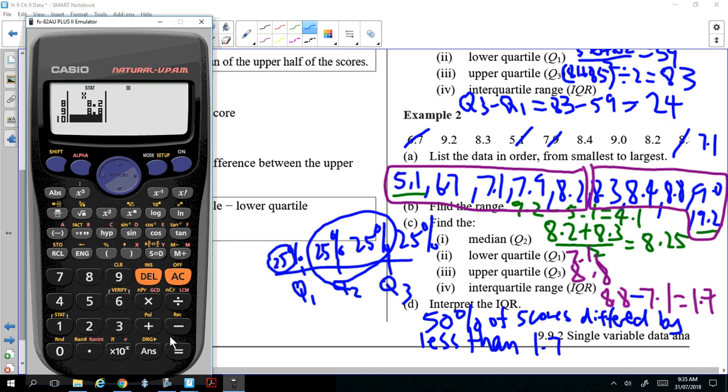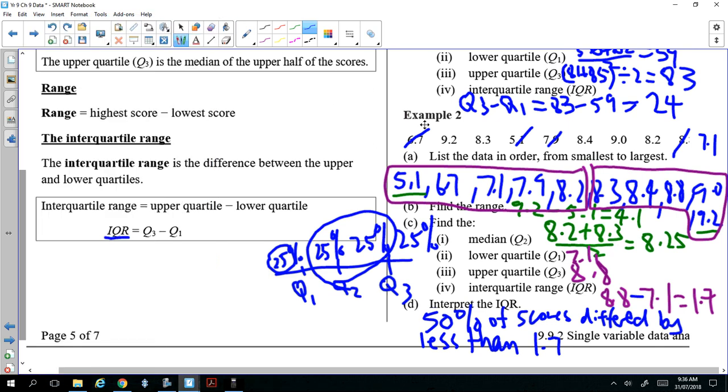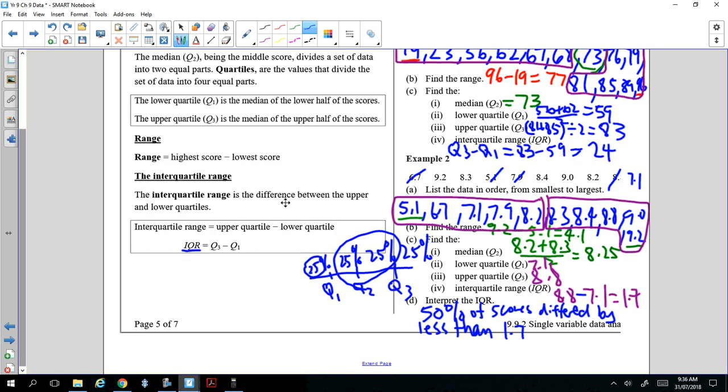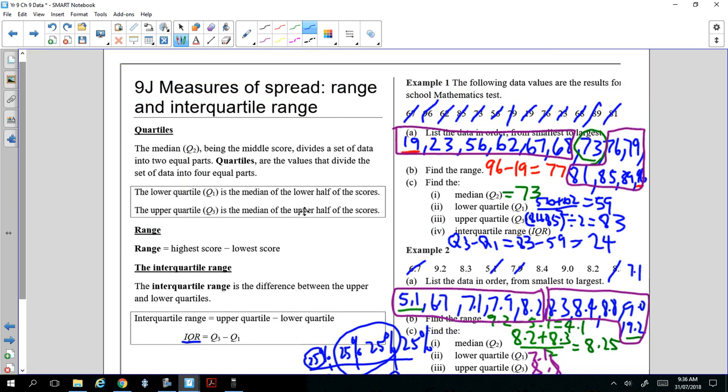So there are 10 scores, right? And if you want the median, press Shift 1, 5, 4. That gives you the median, 8.25. And then press Shift 1, and then press 5, press 5 again, Q3 equals 7.1. Get the idea? All right, good. Any questions? So it's a really easy chapter to do. I encourage you to do all the questions. All right, good. I hope that's recording.